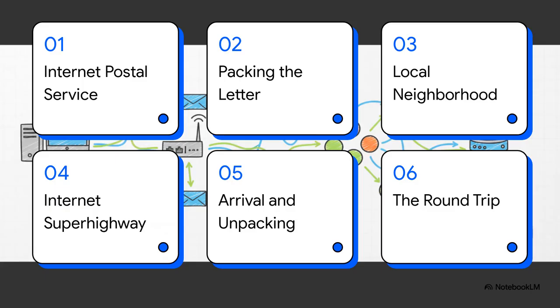All right, here's our game plan for this packet's adventure. We're going to trace its path through 6 key stages. We'll start from its creation, right there on your computer, follow it all the way to its destination, and then watch it make the trip all the way back home.